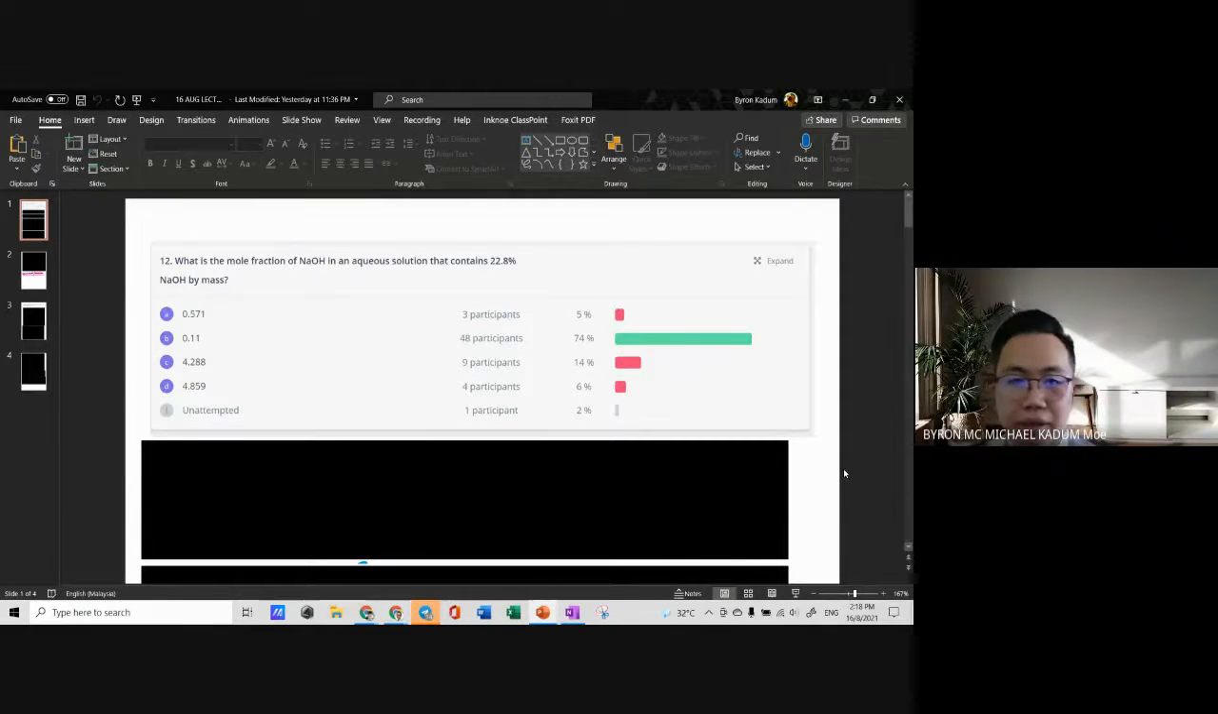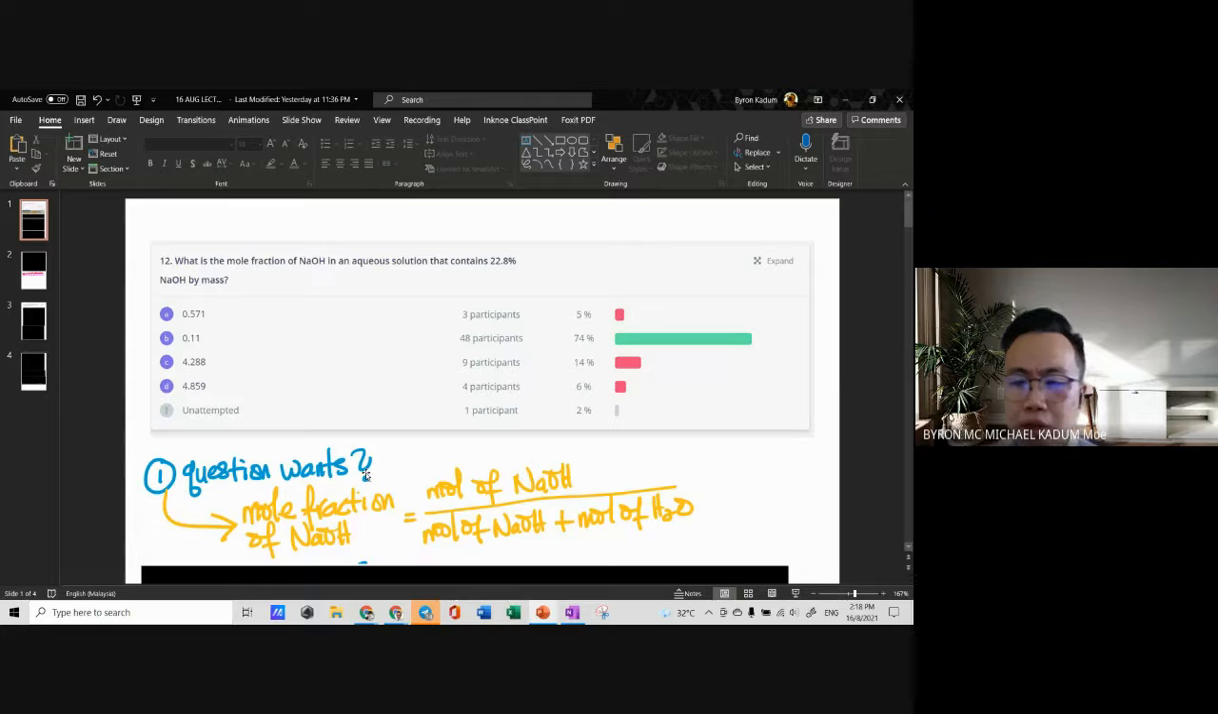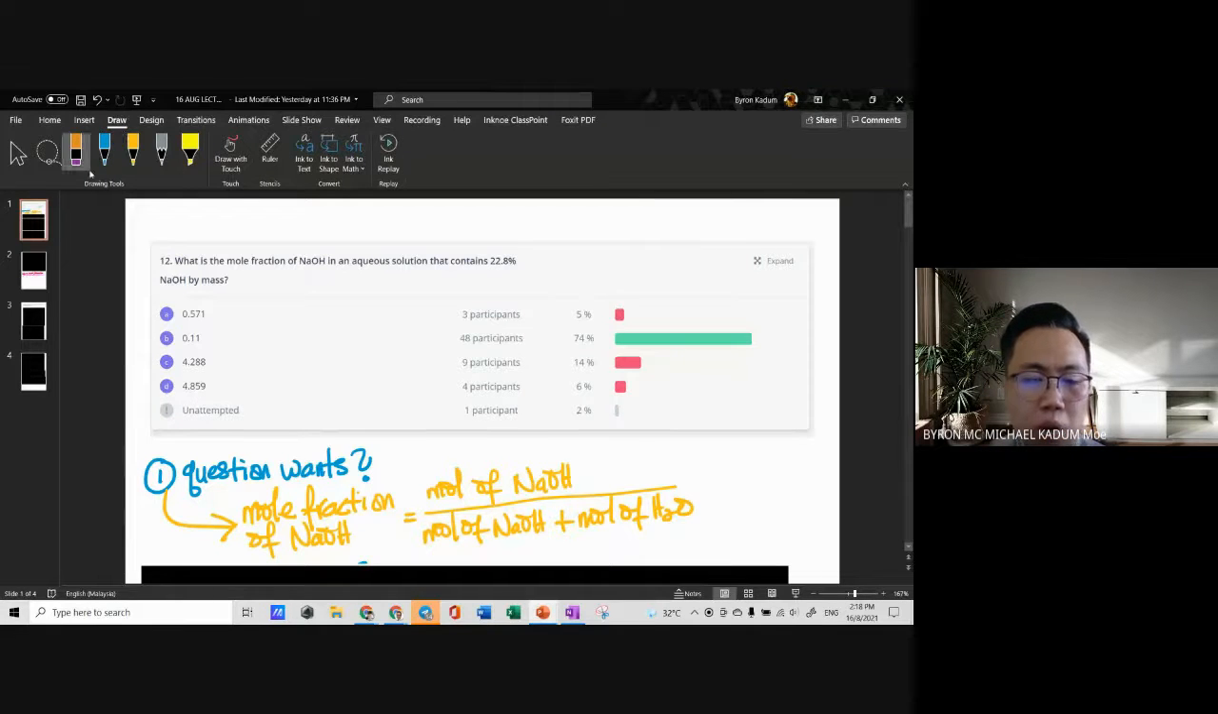All right. Now, I have picked this question to explain about the concentration measurement. So over here, one very good tip when you want to answer this kind of question is to think about what the question wants first. So always look for what the question wants. For example, over here, the question wants you to find the mole fraction of sodium hydroxide.